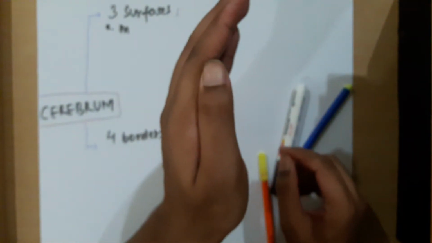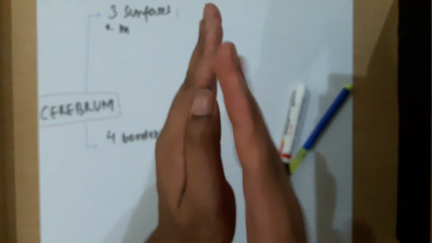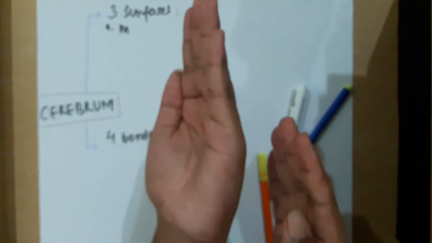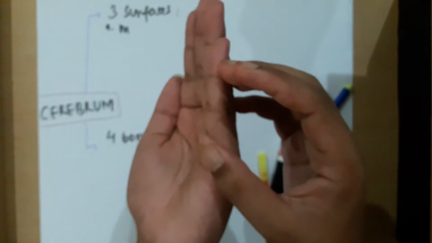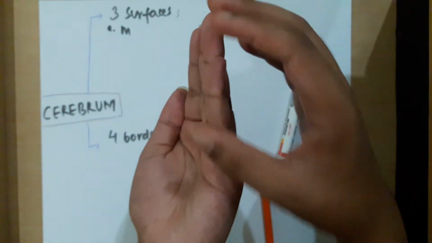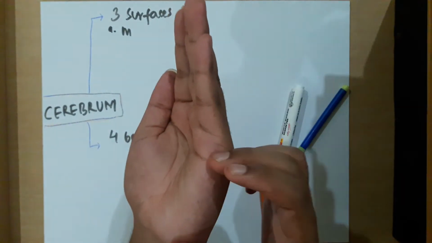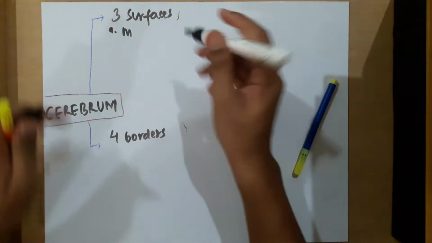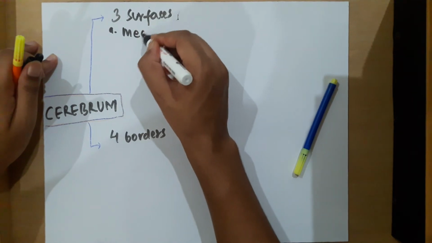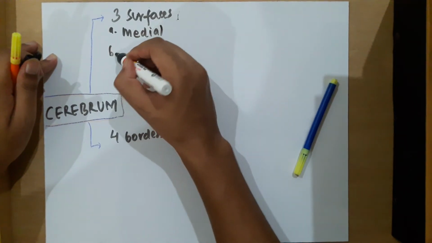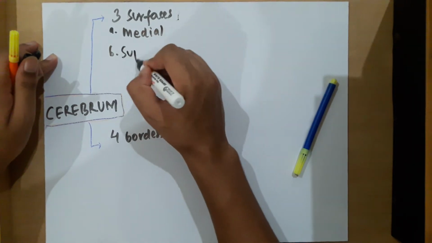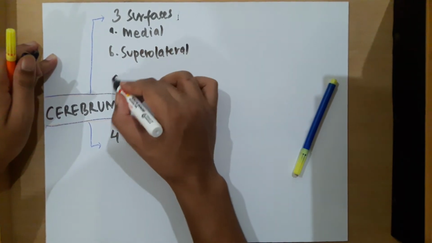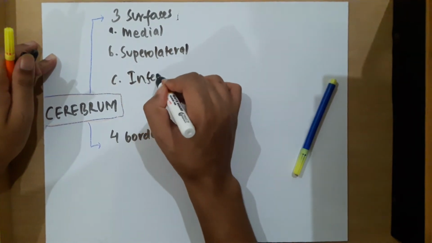If this is a cerebral hemisphere, then it is presenting three surfaces: medial surface, superolateral surface and the inferior surface. And the inferior surface is further divided into two parts. The anterior one is known as the orbital surface and the posterior is known as the tentorial surface.